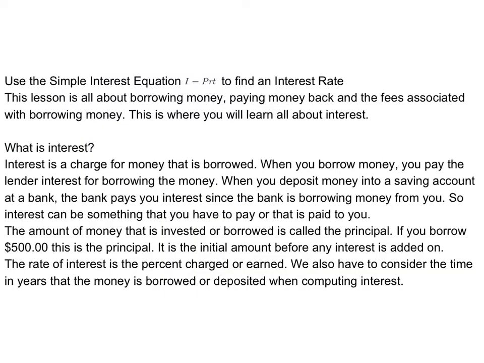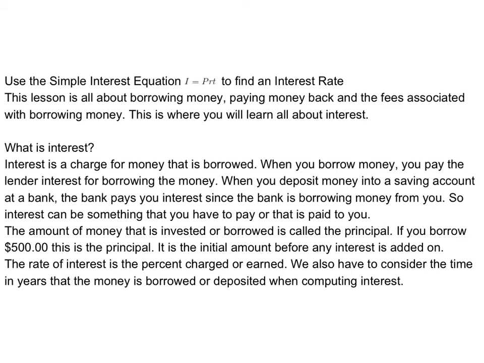So today we're going to use the simple interest equation I is equal to P times R times T to find an interest rate. This lesson is all about borrowing money, paying money back, and the fees associated with borrowing money. This is where you will learn all about interest. So what is interest? Interest is a charge for money that is borrowed. So when you borrow money, you pay back the loaner interest for borrowing that money. When you deposit money into a savings account at a bank, the bank pays you interest since the bank is borrowing money from you. So interest can be something that you have to pay or that is paid to you.